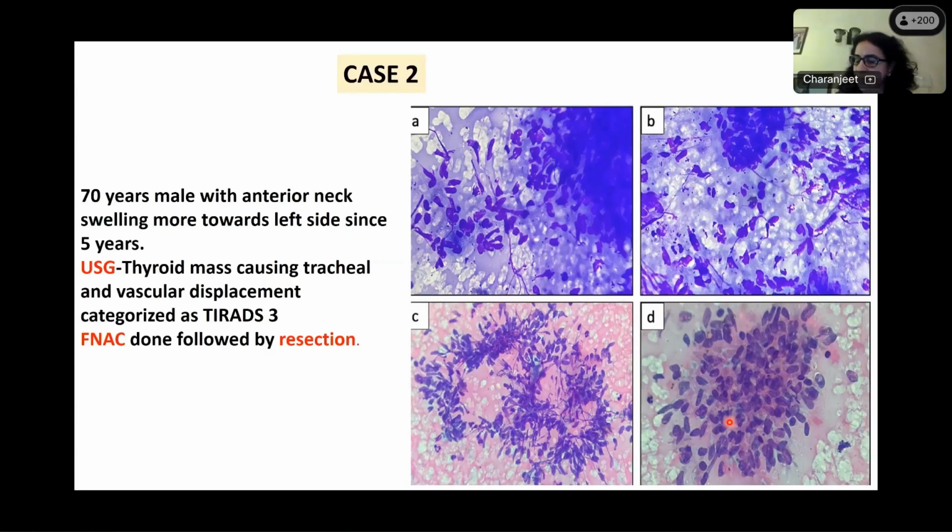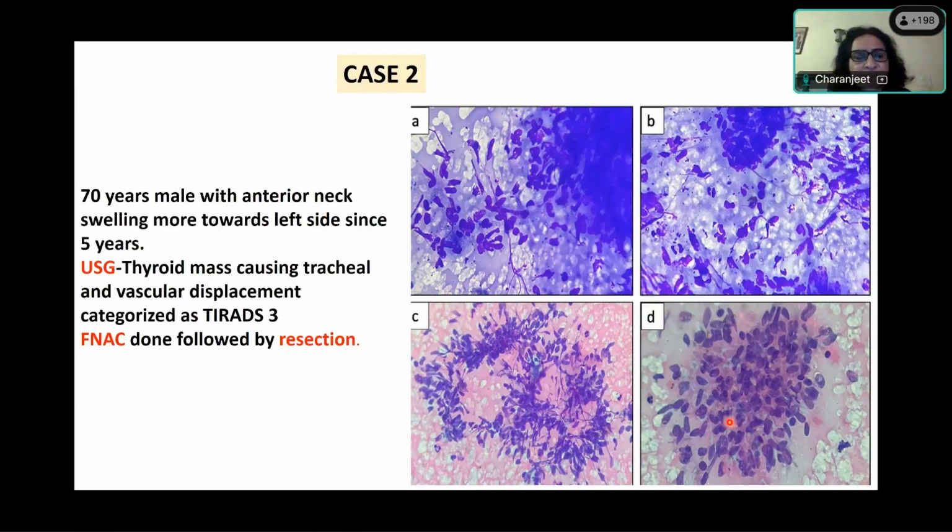Okay, if you have to write an impression in your FNAC report, what will you give the impression as? Dr. Bigre, tell me what you said earlier, that is the impression, make that the impression. What will you call this as? Spindle cell neoplasm. Okay, so you are thinking of a spindle cell neoplasm on FNAC.